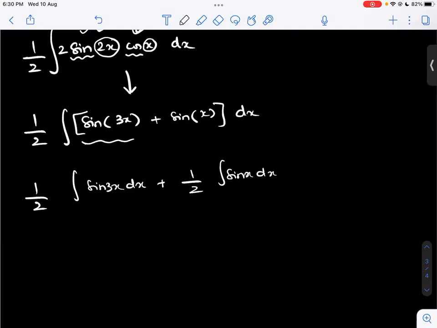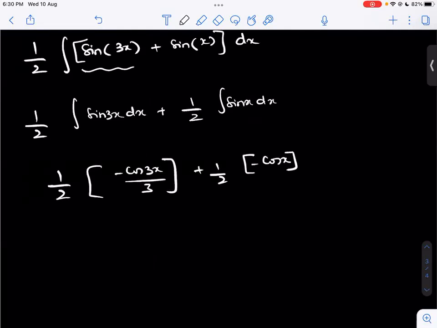Correction. So half into integral of sin 3x will give us minus cos 3x divided by 3 plus half into integral of sin x will give us minus cos x. So answer will be minus cos 3x by 6 minus cos x divided by 2 plus c.